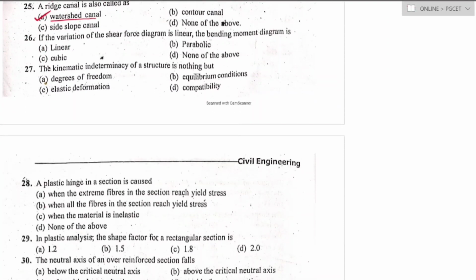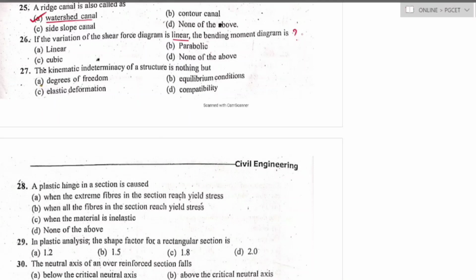Question number 26. If the variation of the shear force diagram is linear, then the bending moment diagram will be. If the beam has no external load, the self-weight will act as UDL. For that reason, the bending moment diagram will be parabolic in nature. So option B is the right answer.